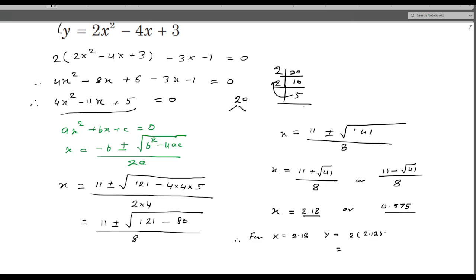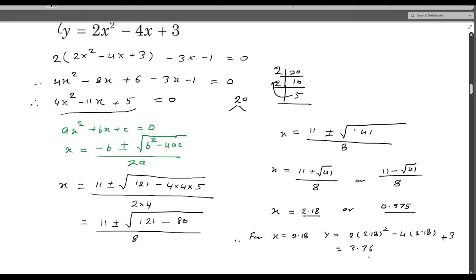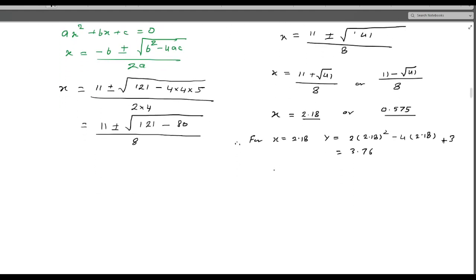2 times 2.18 square minus 4 times 2.18 plus 3. Okay, so after solving, our answer is 3.76. So this is one answer. When x is 2.18, so 2.18 comma 3.76 is my one pair.